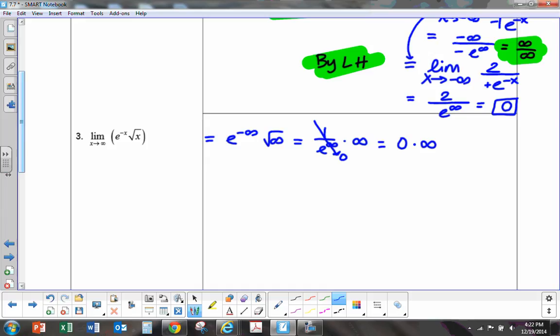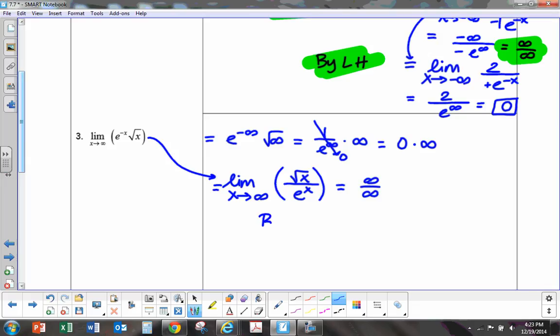But I also can't use L'Hopital's rule at this point because it's not 0 over 0 or infinity over infinity. It's 0 times infinity. So I need to rewrite this problem in a way that I have a fraction. So I'm going to rewrite it as the limit as x goes to infinity of square root of x over e to the x. I'm going to rewrite it as a fraction to start with. And that's going to equal infinity over infinity.